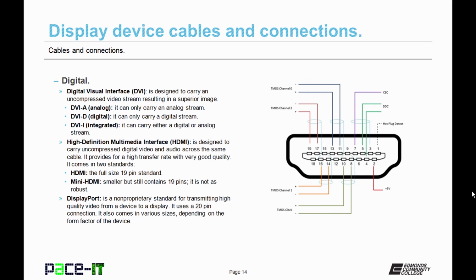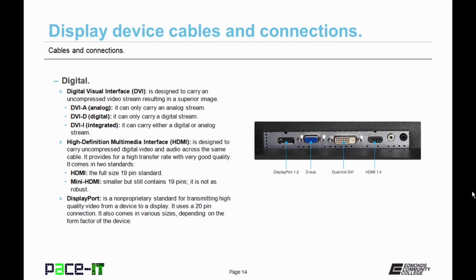Then we have the High Definition Multimedia Interface, HDMI. It too is designed to carry uncompressed digital video, but it can also carry audio at the same time through the same cable. It provides for a high transfer rate and with a very high quality image. It comes in two standards. There is the full-size HDMI, and it uses 19 pins. Then there's the mini HDMI. That's a smaller format, but it still contains 19 pins. Now, it's not as robust as the full-size HDMI, which means that it's easier to break.